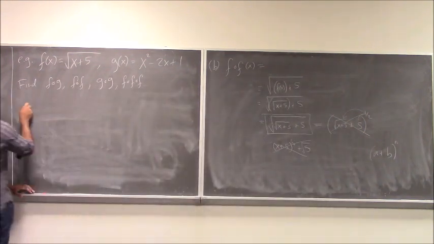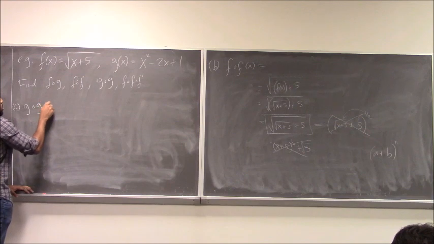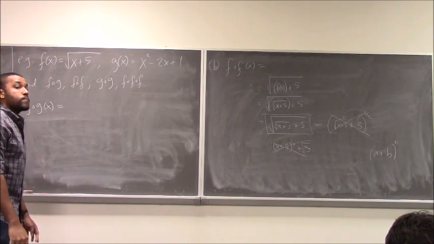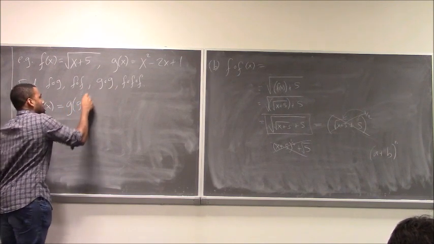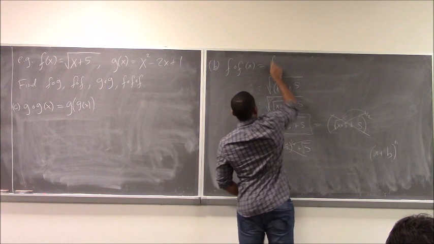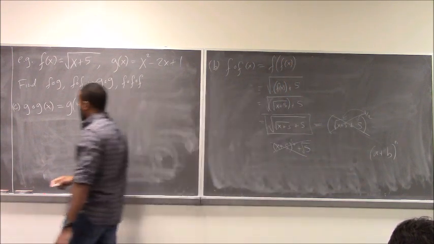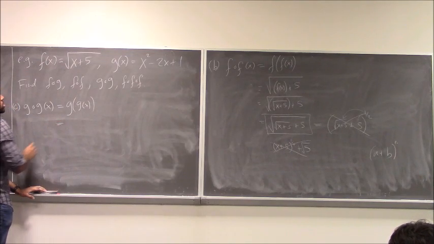Let's go to g. What do you do here? Yeah? It'd be g of x squared. What is g of g? Yeah, g. I leave that here. Minus 2g of x.